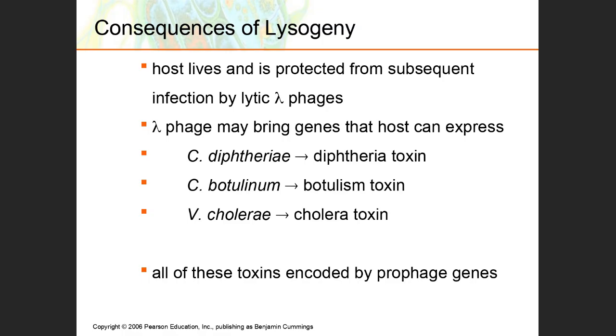Now, the other consequence that's good for the bacterium and bad for us is kind of a weird thing. When we look at these pathogens, Corynebacterium diphtheriae, Clostridium botulinum, Vibrio cholerae, these are all dangerous pathogens, right? Diphtheria, botulism, cholera, they're all very dangerous. But here's the thing. They're only pathogenic because they're infected with a lambda prophage, and that lambda prophage has brought with it the toxin gene.